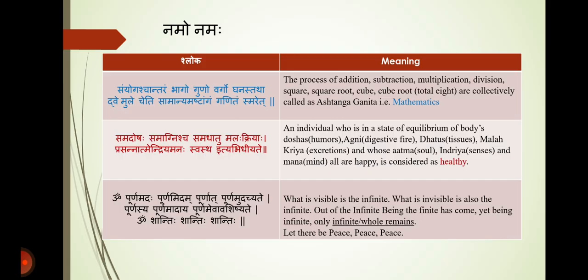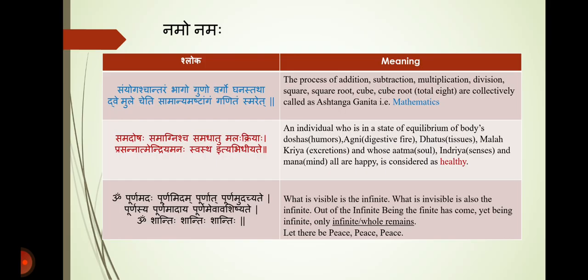The next says, Samadoshaha samagnischa samadhatu malakriyaha prasannatmendriya manaha swastha itti abhidhiyate. So this shlok depicts the characteristics of a person whom to call a healthy person. What are the characteristics which will lead a person to be called as a healthy person?